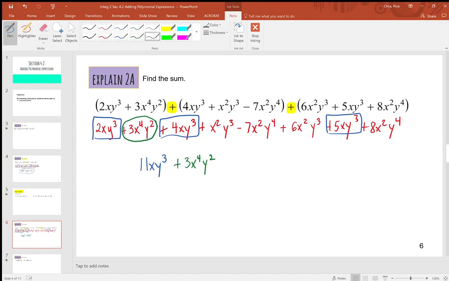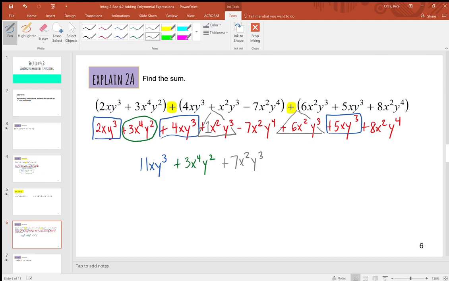So our next set is x squared y to the third, and I'll put a triangle around that term, and that will be combined with 6x squared y to the third. And that's it. That's all I can find. So think of that x squared y to the third as 1x squared y to the third. So if I combine that with 6x squared y to the third, I'll end up with 7x squared y to the third.